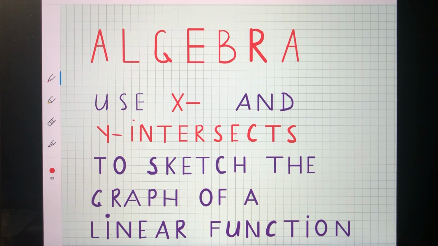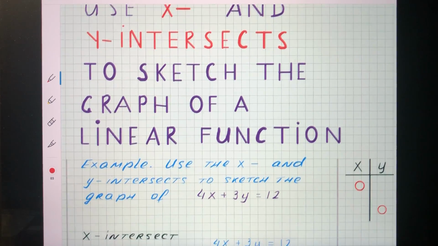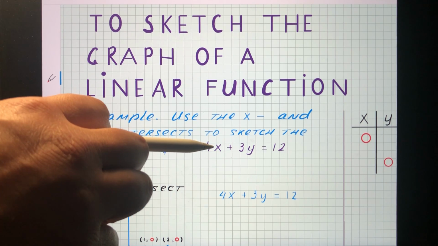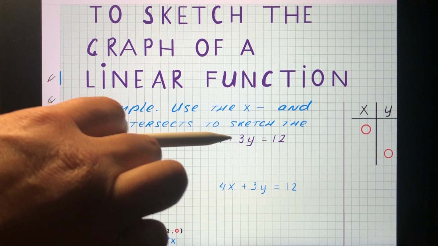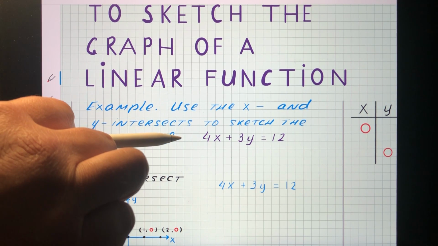Hello and welcome. In this video, let us use the x and y intersects to sketch the graph of a linear function. Suppose we have an equation 4x plus 3y equals 12, and we're asked to use the x and y intersects to make the picture.